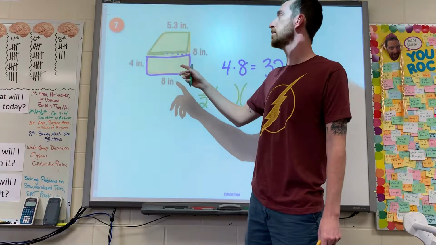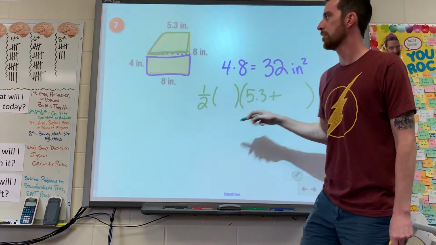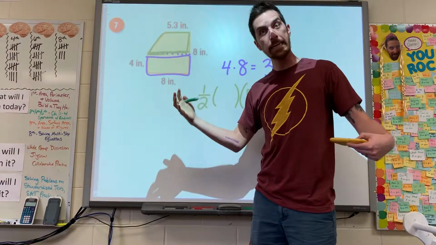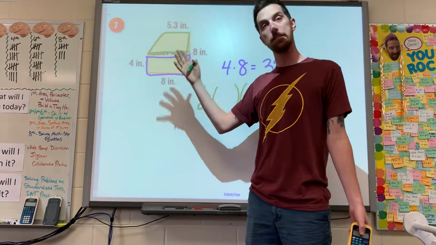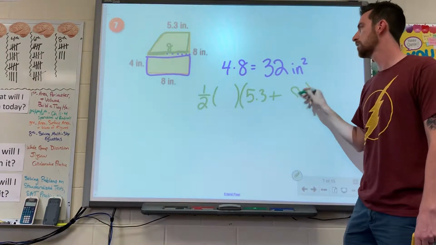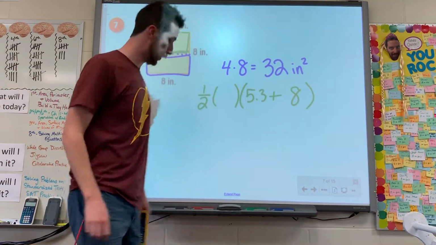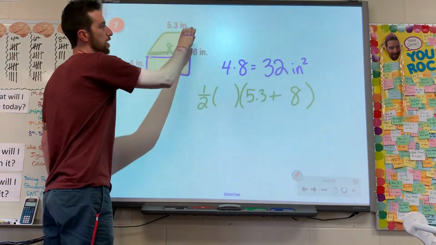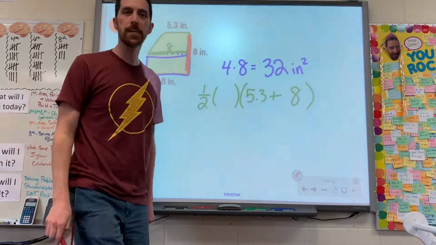Okay, so our basis, I see it says 5.3. This side is not labeled, but again, it's a rectangle down here, so if this side is 8, that means the opposite side would be 8 as well. Now the height, ooh, a little bit trickery here. Okay, the whole thing is 8, but we can't use 8 because that's the whole thing.